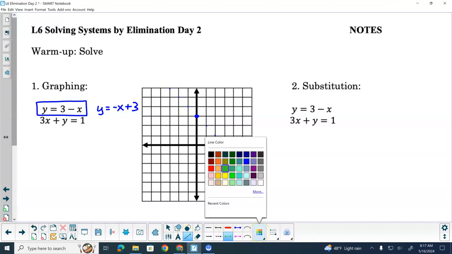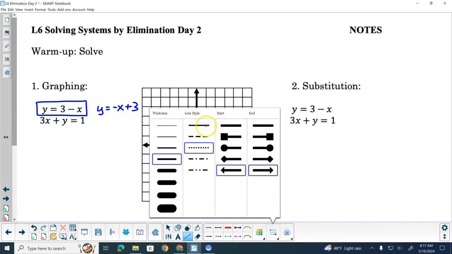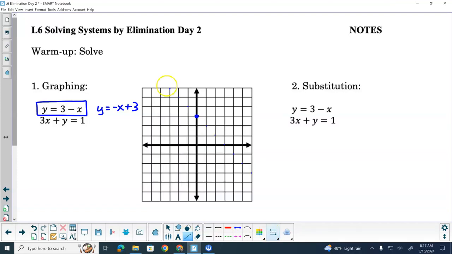Then that color we want solid. And then draw it in. We go all the way across our graph, right? Arrowheads outside the graph. Okay. All right. So we've got to go to the next one.